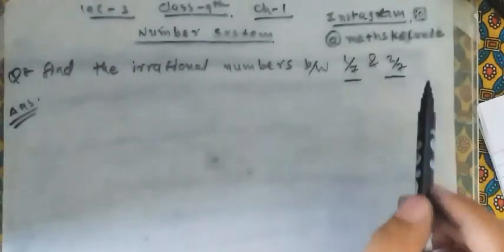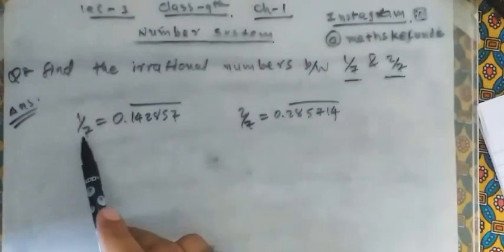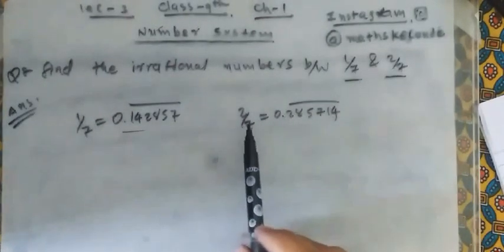Now we take an example. From this example we can understand how to find irrational numbers between two rational numbers. So you take two rational numbers, 1 upon 7 and 2 by 7. First find the decimal expansion of these two numbers. Here we have the decimal expansion of 1 upon 7 is this, and the decimal expansion of 2 upon 7 is this.